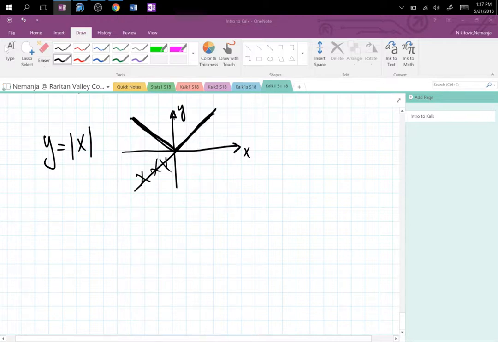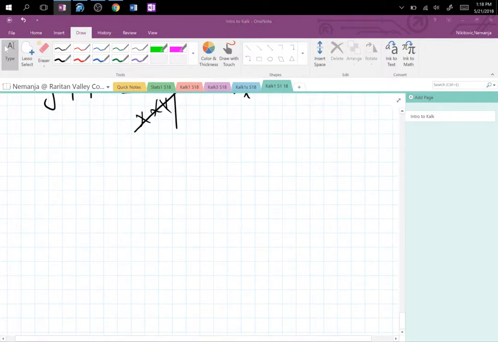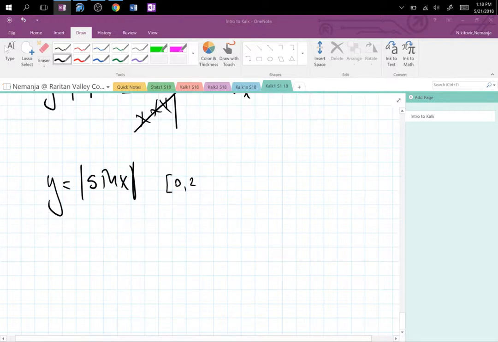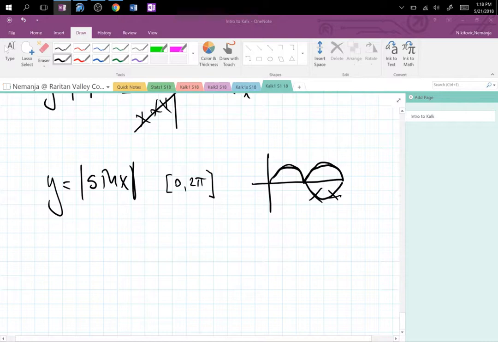But now you can apply this to any function you can possibly imagine, and you will get the same idea. For instance, what is y equals absolute value of sine x on 0 to 2 pi? Well, you know what the original sine x is. You are not allowed to have this, so that bounces up. And that would be the absolute value graph.